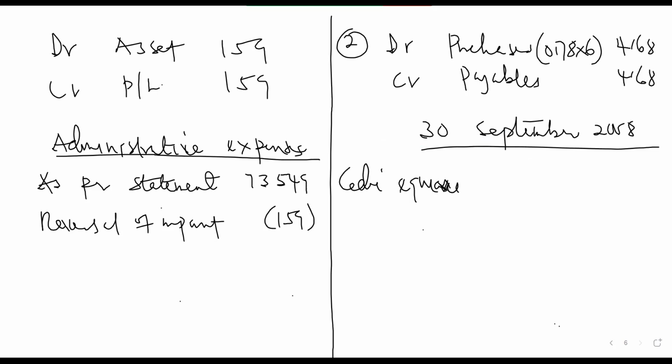Assuming you want to pay them at the reporting date, what value are you going to be paying them? 0.78 times what? 6.15. Okay. And that will give us how much? 4.8. Okay. That will give us 4.8. So what is happening now?